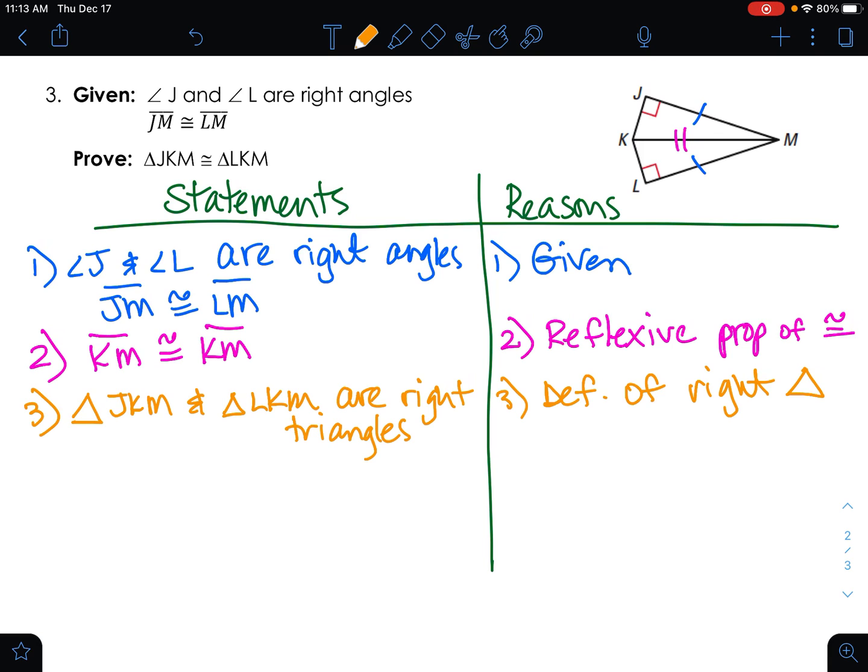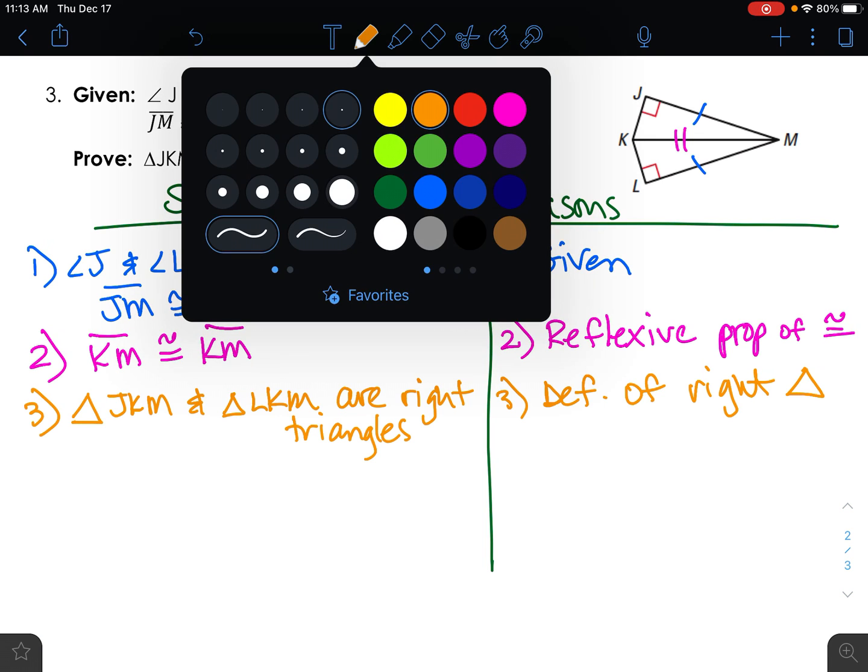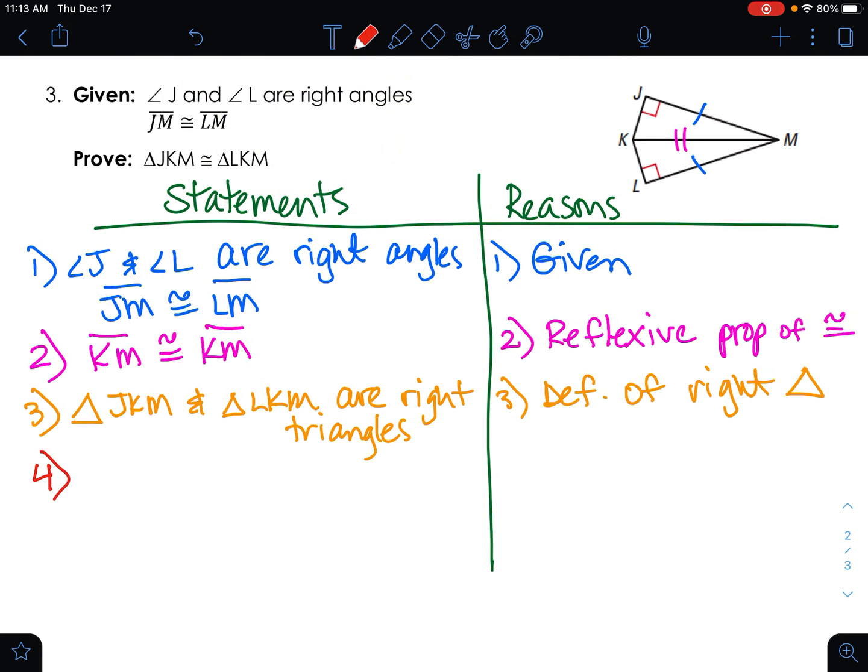So I now have my hypotenuse marked, I have the corresponding leg marked, and I have established that it's a right triangle. Now I'm ready to be done. So I'm ready to have step 4 be naming the two triangles in the prove line. So triangle JKM is congruent to triangle LKM, and that is HL.